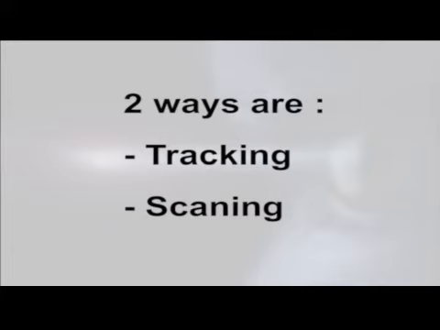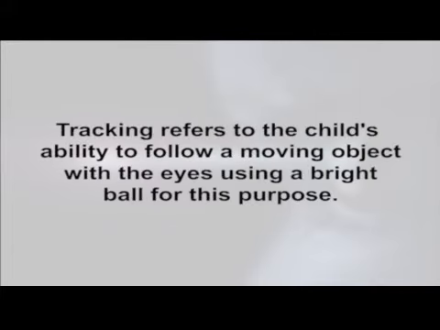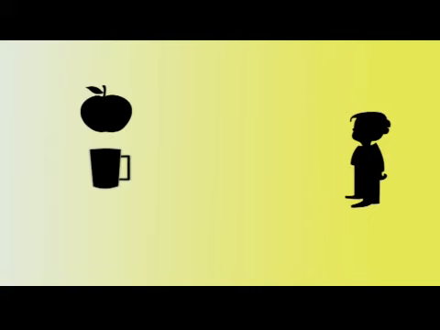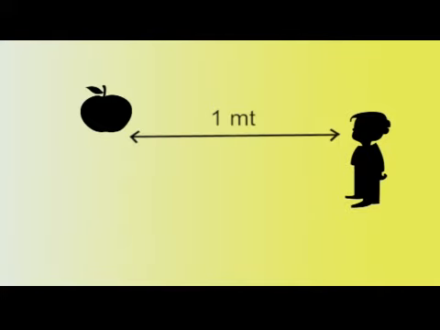Two ways in which we can check whether the child has control over eye movements are by tracking and scanning. Tracking refers to the child's ability to follow a moving object with the eyes, using a bright ball for this purpose. Scanning refers to the ability to search for a particular stimulus among other visual stimuli. For assessment of these skills, we use two different objects about the size of your hand and stand 1 meter away from the child. Hold the objects in outstretched hands at your sides and in front of the person at the eye level. Show one object at a time and name it.